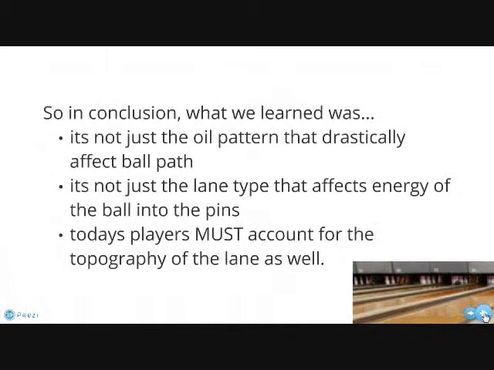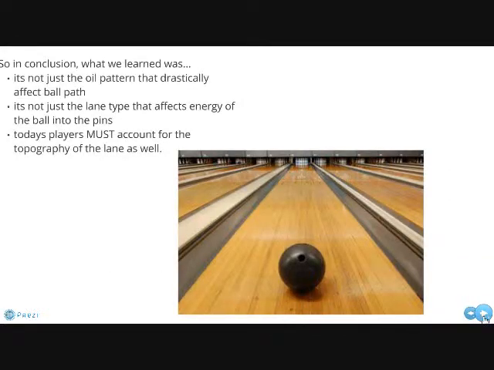And so in conclusion, what we learned is it's not just the oil pattern that drastically affects ball path, and it's not just the lane type that affects the energy into the pins, but today's players must account for the topography of the lane as well. We have wood lanes that are one thing, and we have the panel overlays and synthetics that are warped in different ways, but each one of them can drastically affect the ball motion. So you ask, how do you do that when you can't see the hills, valleys, slopes, and whatnot?